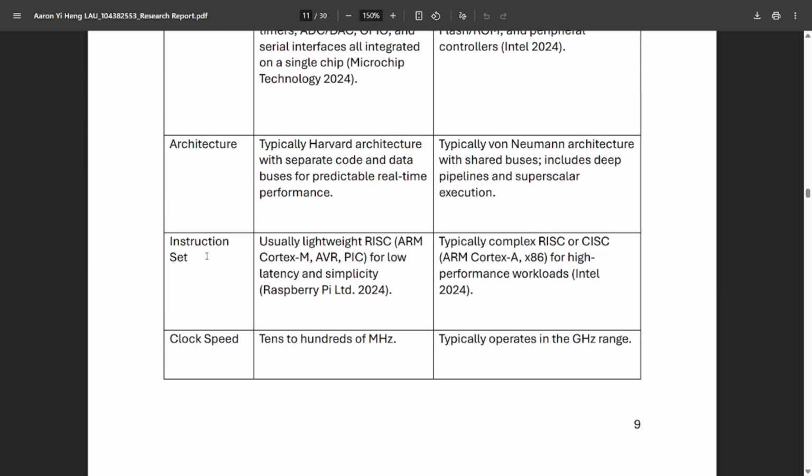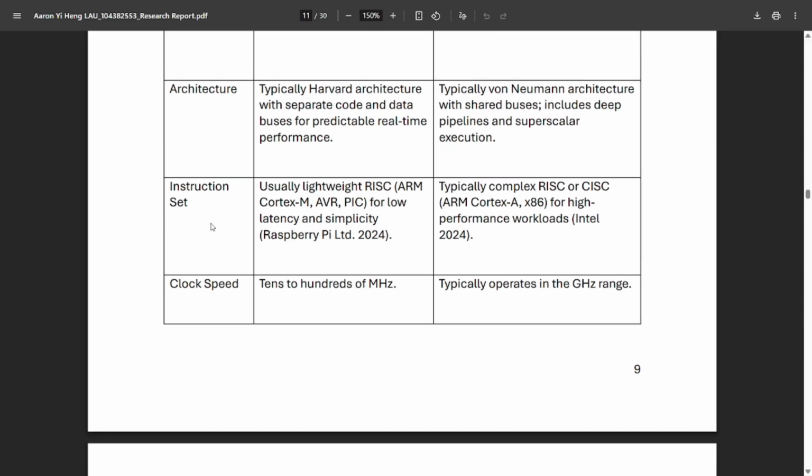For the instruction set, most MCUs use lightweight RISC-based instruction sets like ARM Cortex-M, AVR, or PIC. These are simple, fast to decode, and designed for low latency. MPUs typically use high-performance RISC or CISC architectures such as ARM Cortex-A and x86. These instruction sets support complex operating systems and high-level applications.